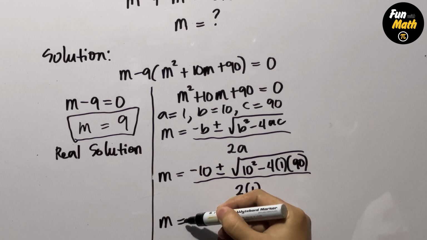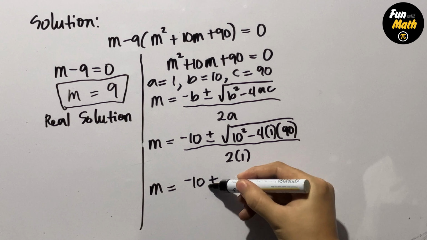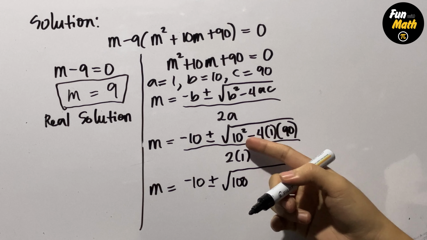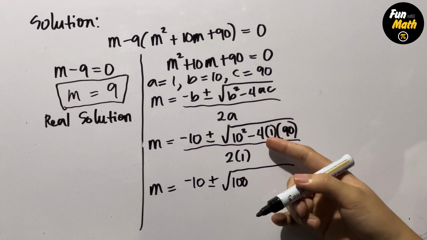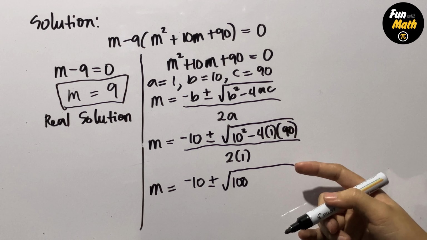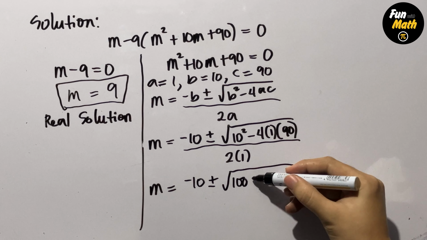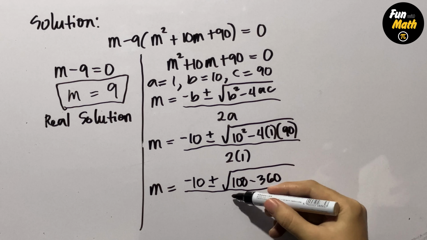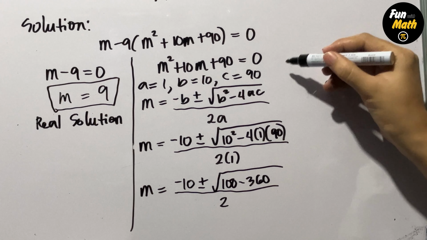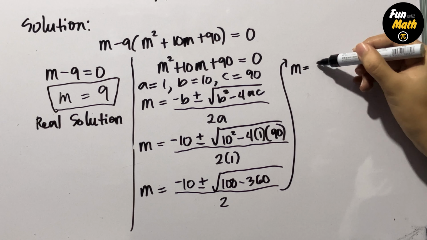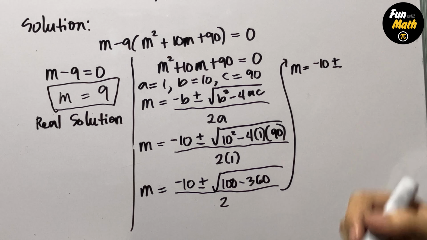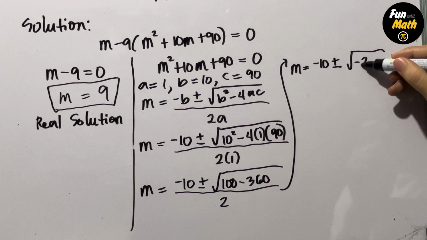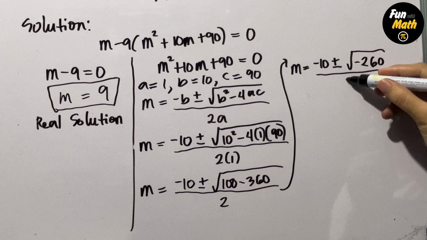Then m is equal to negative 10, positive negative square root of 10 squared, that is 100, minus 4 times 1 times 90, that is 360, all over 2 times 1, which is 2. And now m is equal to negative 10, positive negative square root of 100 minus 360, that is negative 260, all over 2.